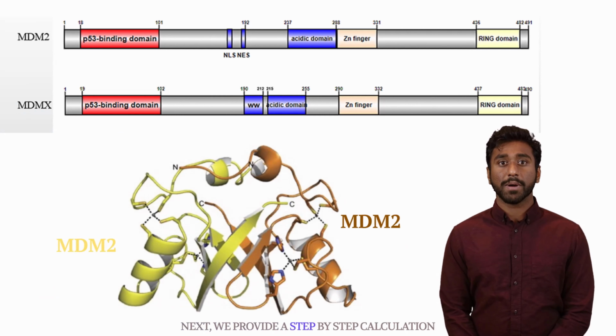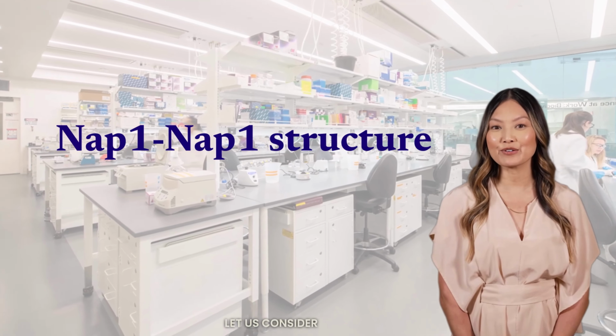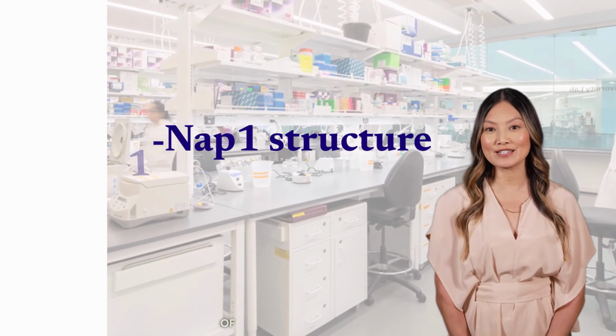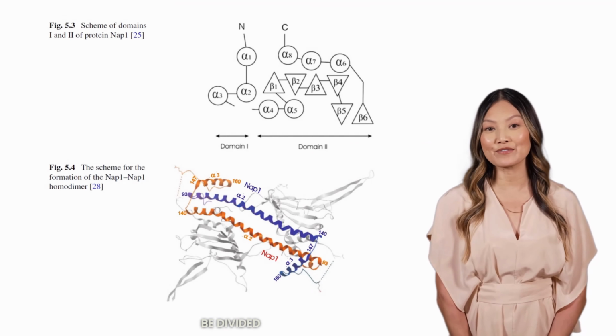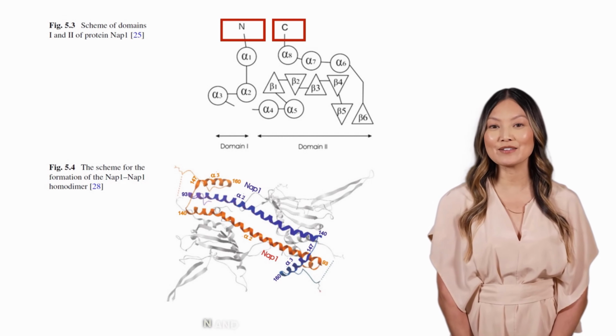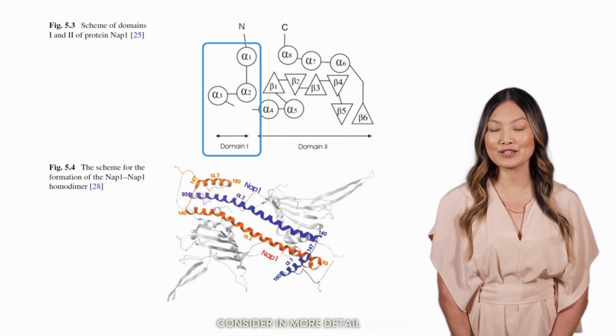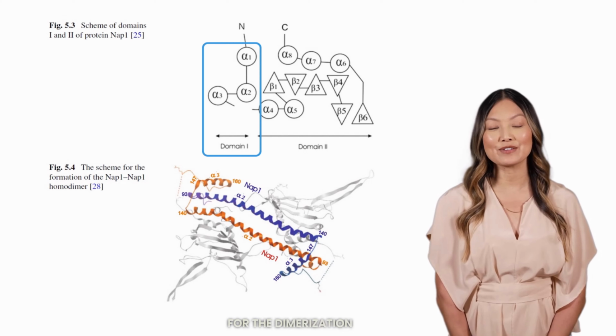Next, we provide a step-by-step calculation for determining the contacting domains. The diagrams show the structure of the Mdm2 protein, both in three-dimensional representation and in linear representation. Particular attention will be paid to the search for the homodimerization domain. Let us consider in more detail the structure of the protein of the histone chaperone Nap1. The structure of the protein Nap1 can be divided into several sections: unstructured N and C tails, domain 1 and domain 2. Consider in more detail domain 1, which is responsible for the dimerization of Nap1.